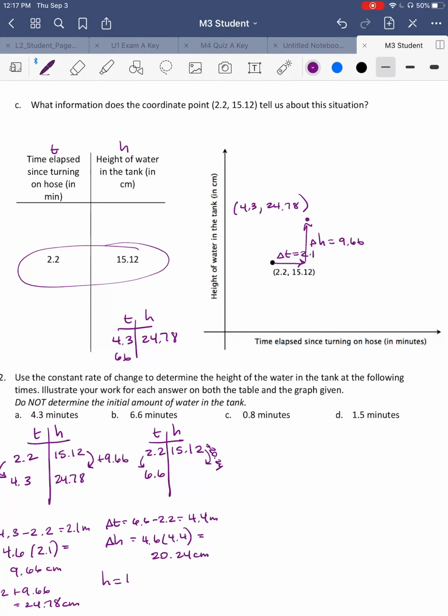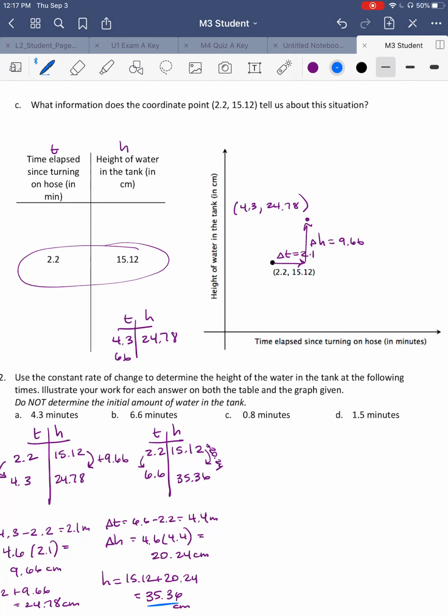And then I get my new height by taking my reference height and adding the 20.24. And that is going to get us a height of 35.36 centimeters. So equals 35.36, and the units on that are centimeters. And so again, if I wanted to, I should have done different colors. I didn't. I guess I'll do it now for this part. So let's pretend like this is all blue.